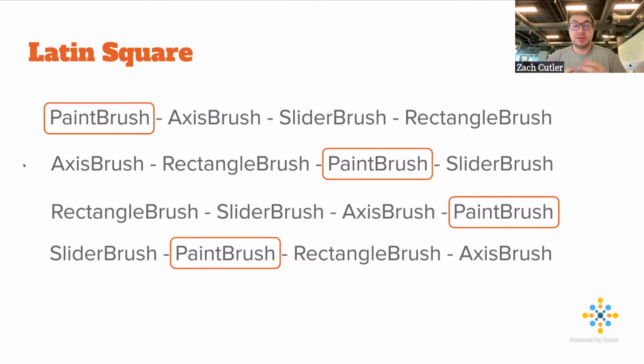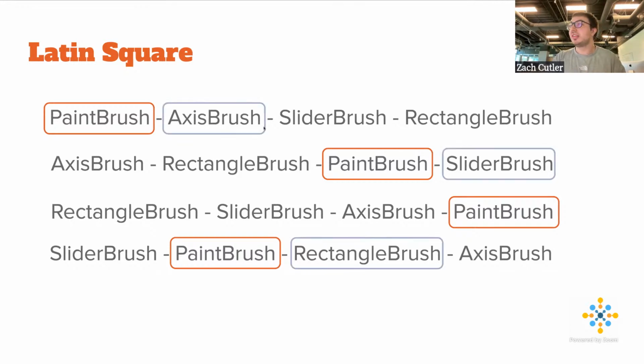Additionally, another really cool thing about Latin squares is that they control for ordering effects. So, for example, in some studies, you might not want axis brush to come after paintbrush every time, right? That might result in some weird results because of learning effects or whatever. So a Latin square actually guarantees that each task that immediately follows paintbrush is also different, right? So we see axis brush, slider brush, and rectangle brush come after it.